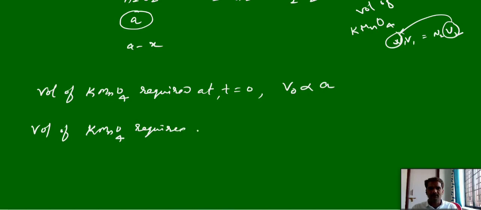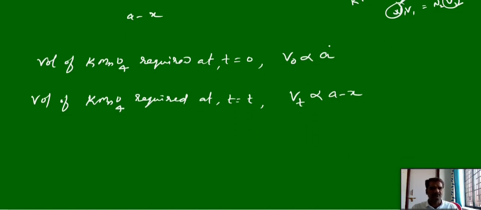Volume of KMnO4 required at a time t, that we assume volume of t, is directly proportional to what? A minus x only. Whatever the amount of H2O2 left, that equal amount of KMnO4 is required. That is it. These two values we require, A value and A minus x. If you know these two values, you can directly substitute in the equation.